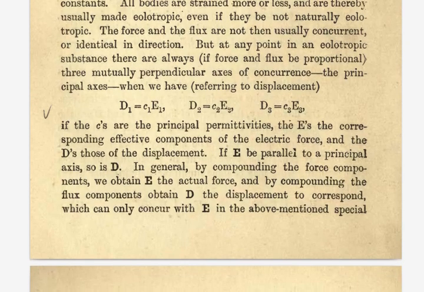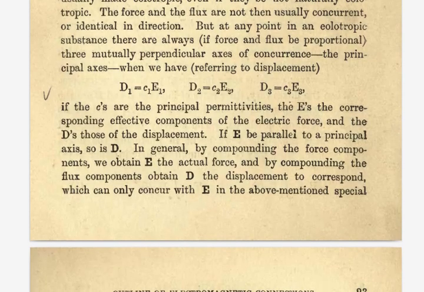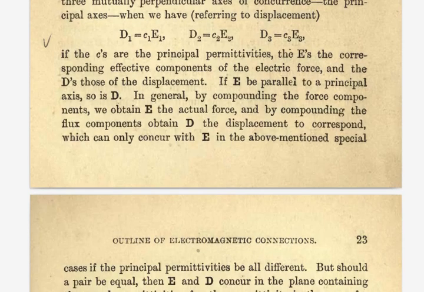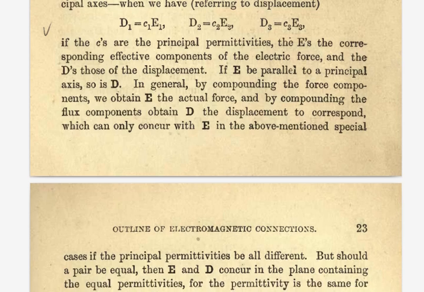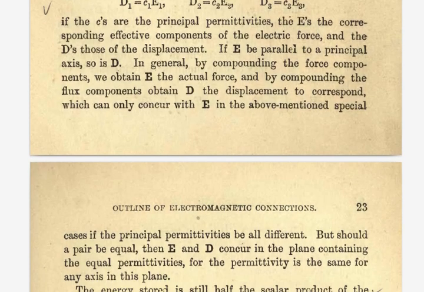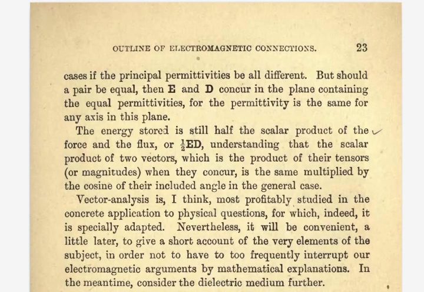When we have, referring to displacement, d1 equals c1 e1, and d2 equals c2 e2, and so on, if the c's are the principal permittivities, the e's the corresponding effective components of the electric force, and the d's those of the displacement. If E be parallel to a principal axis, so is D. In general, by compounding the force components, we obtain force, E, the actual force, and by compounding the flux components we obtain D, the displacement, to correspond, which can only concur with E in the above-mentioned special cases if the principal permittivities be all different.